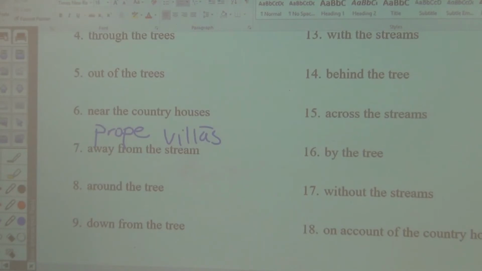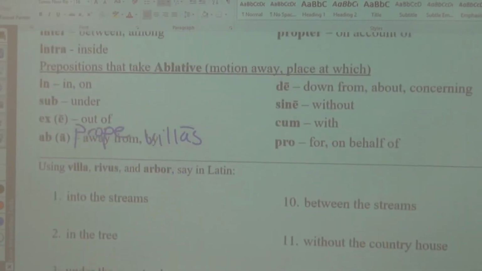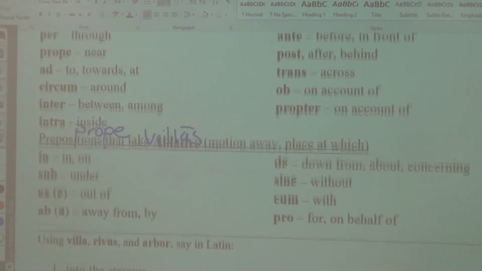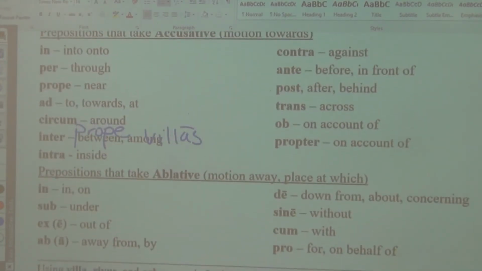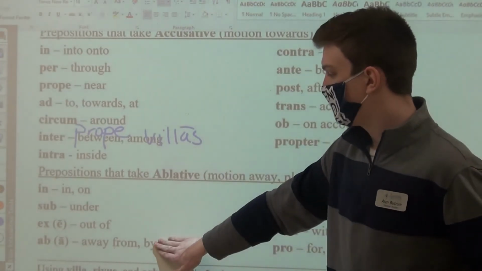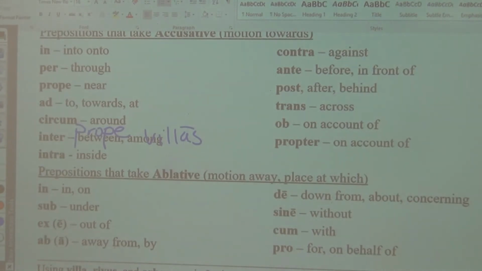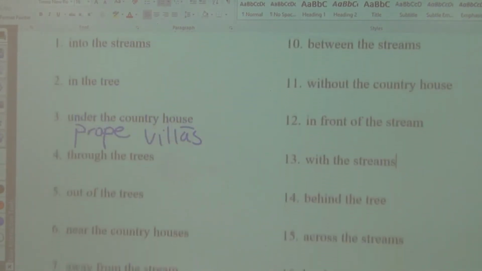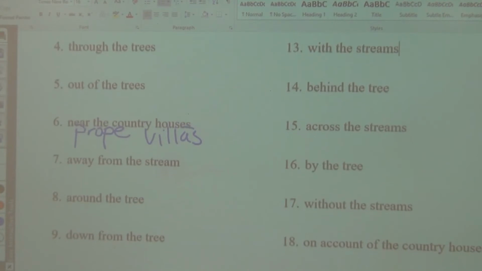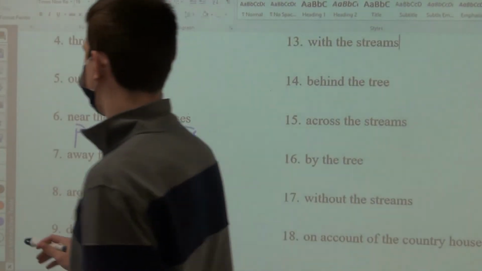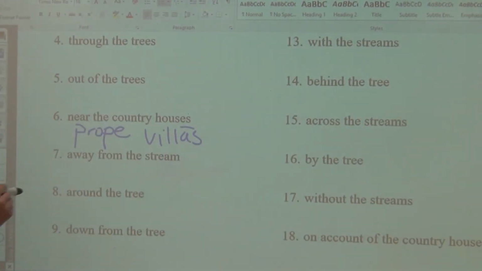Alright, number 7. Away from the stream. We're going to go to the chart because we don't know what it is just yet. Look at the chart and we see that away from, or by, but we're doing away from, and that takes the ablative case. So we're going to make that in red.